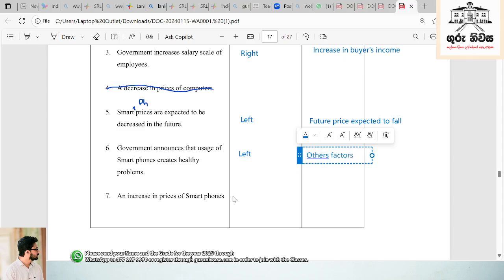Last one, an increase in price of a smartphone. Kalana, how does it affect? Does the demand curve shift to the left side or right side? Left side. Kalana, Sanuli.